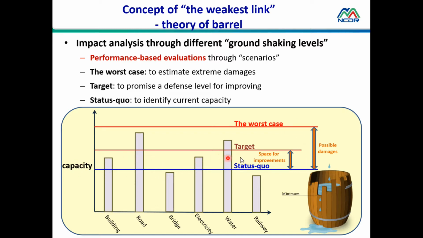So we have to identify the target and also understand the space for improvement. For example, through evaluation of different systems, we identify the capacity. So we set the target to improve different systems. For example, from the capacity we find, maybe the bridge system, railway system, and the building and electricity, we need to improve their capacity in 3 years.